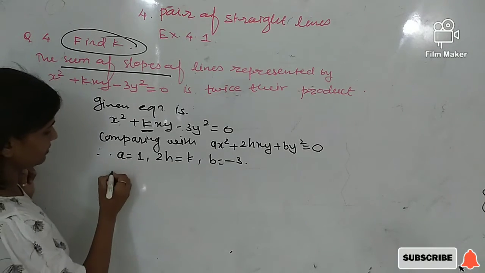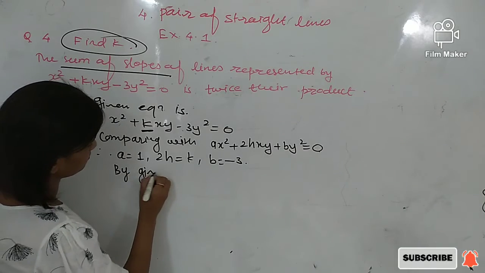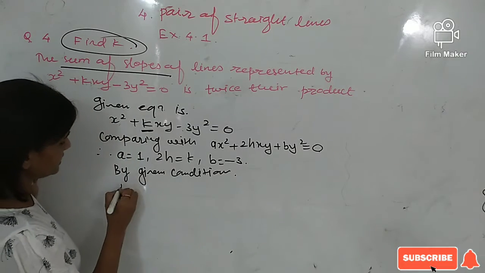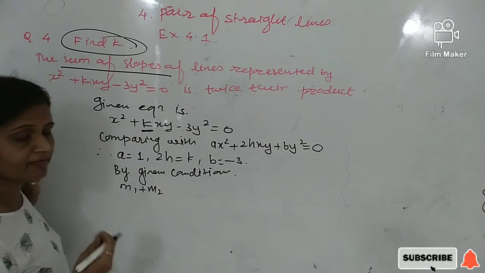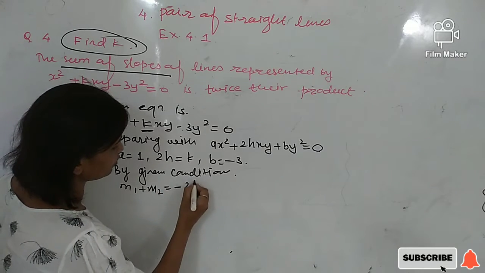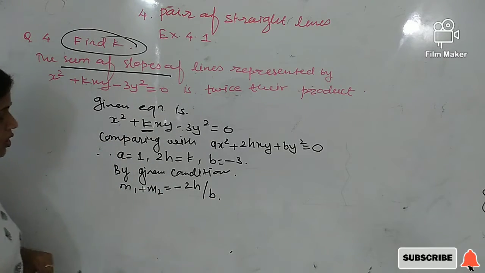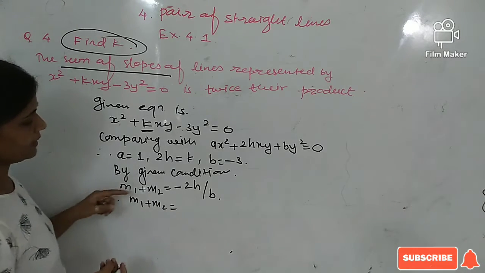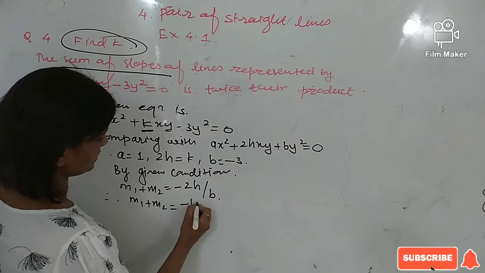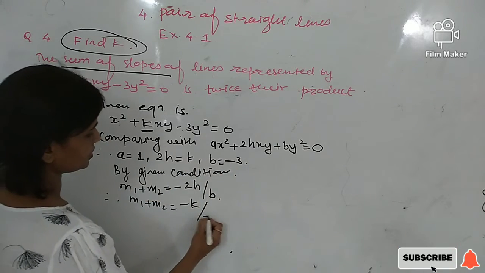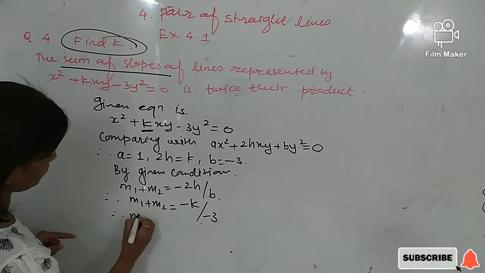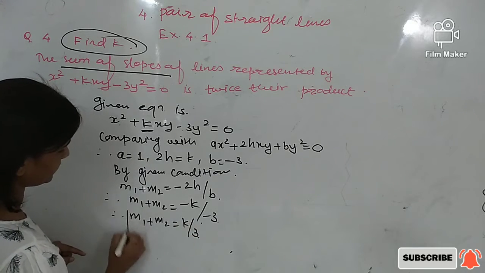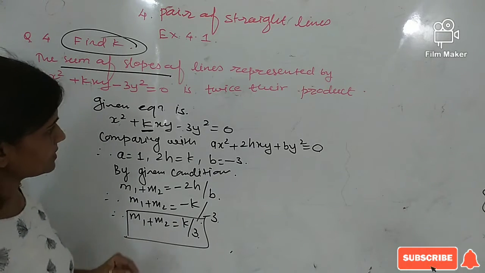So what is the given condition? The sum of slopes, m1 plus m2, is equal to minus 2h upon b. Just put in the values. In this case 2h is k, so it is minus k divided by b, and b is minus 3. Therefore m1 plus m2 equals, the minus signs cancel, k upon 3. It is the value of m1 plus m2.